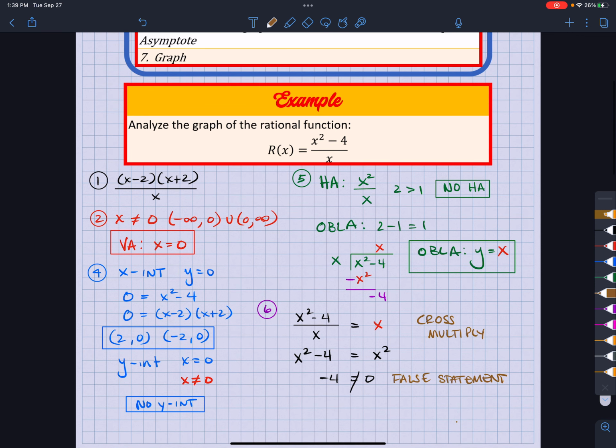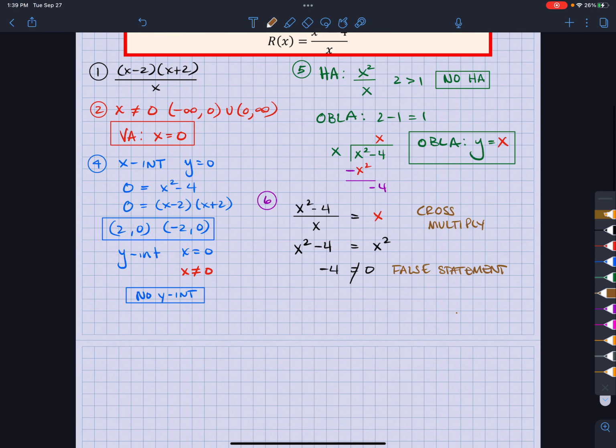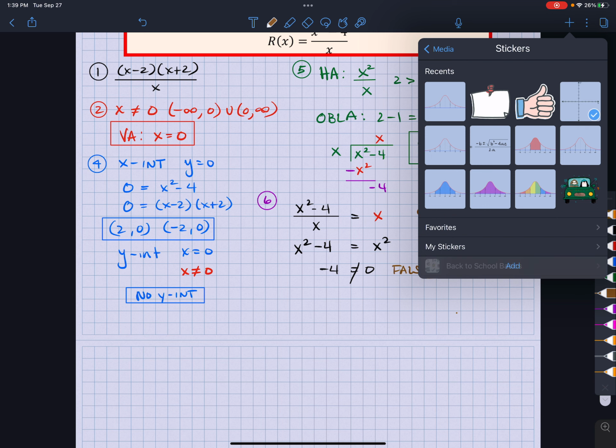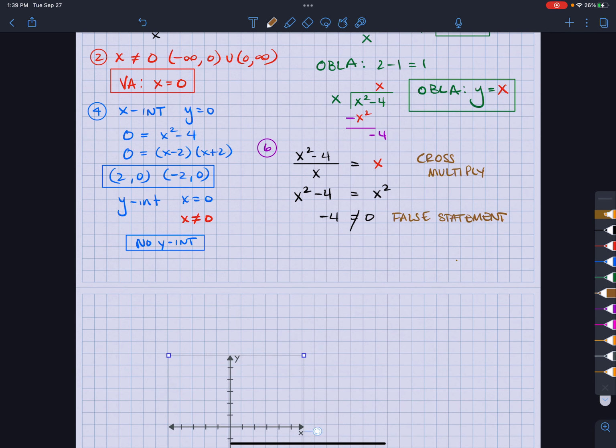I'm trying to find a way of making this fit on that page, but it doesn't look like it's going to do. It's okay. I'm just going to put this down here.